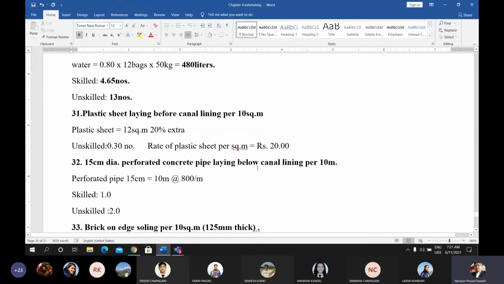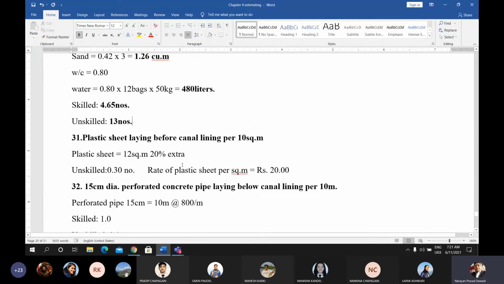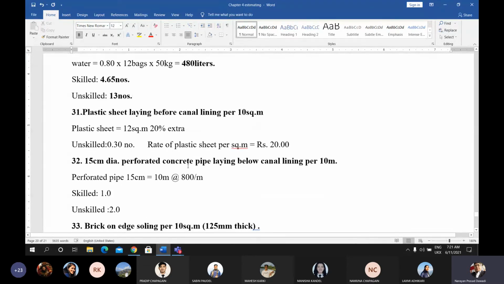Okay. Now, item 31, plastic sheet laying before canal lining per 10 square meter. The area is 10 square meter, and you have to provide 20% extra for the plastic, because we have to provide an overlap of the plastic for lining.